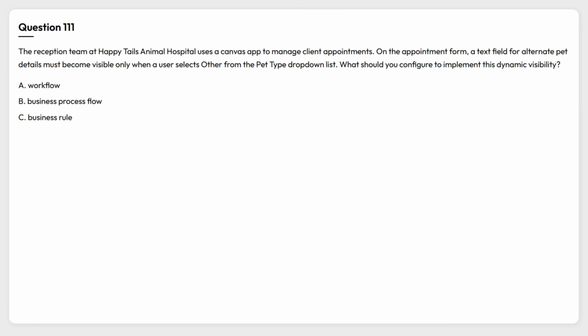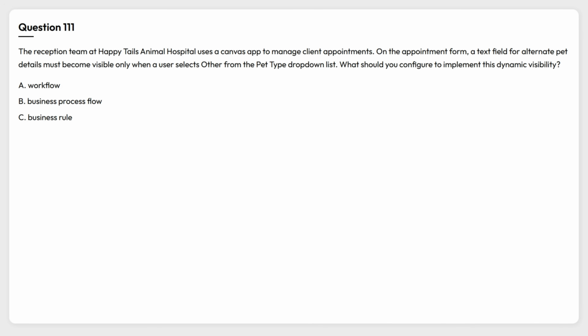Question number 111. The reception team at Happy Tales Animal Hospital uses a Canvas app to manage client appointments. On the appointment form, a text field for alternate pet details must become visible only when a user selects Others from the pet type drop-down list. What should you configure to implement this dynamic visibility?